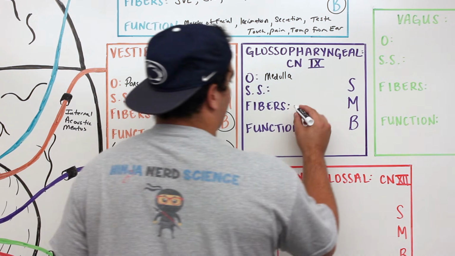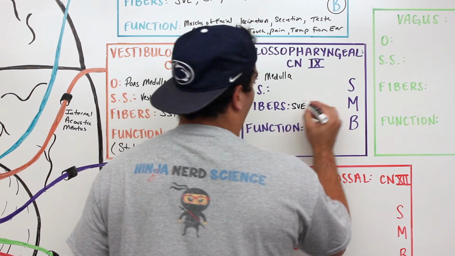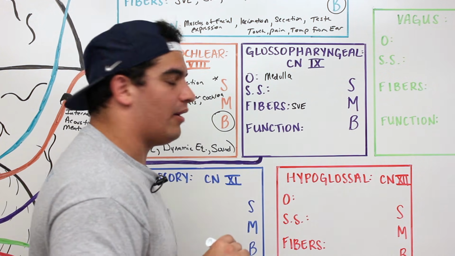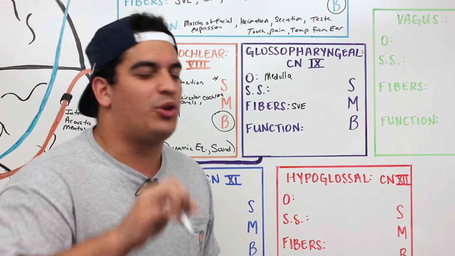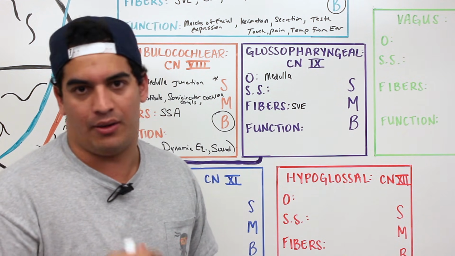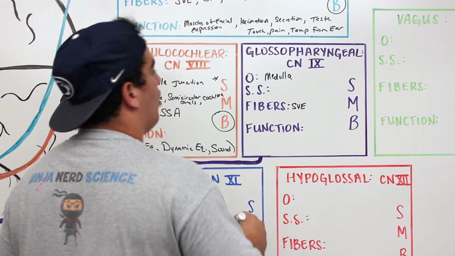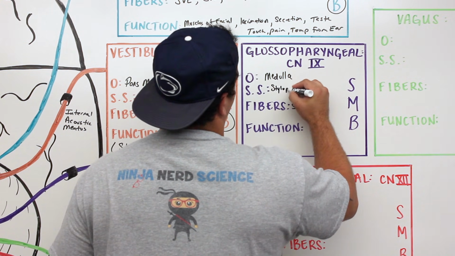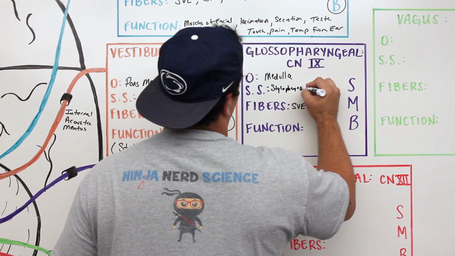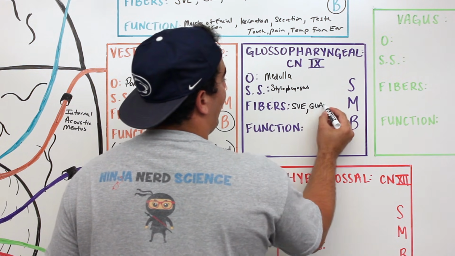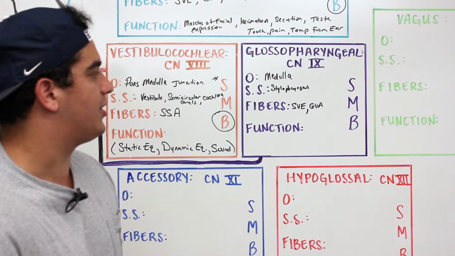So it has what's called SVE fibers. Okay? Special visceral efferent fibers. These are fibers that are going to one muscle, just one muscle within the actual palate and then within the pharynx area. This muscle is called the stylopharyngeus. Okay, so I'm going to put stylopharyngeus.